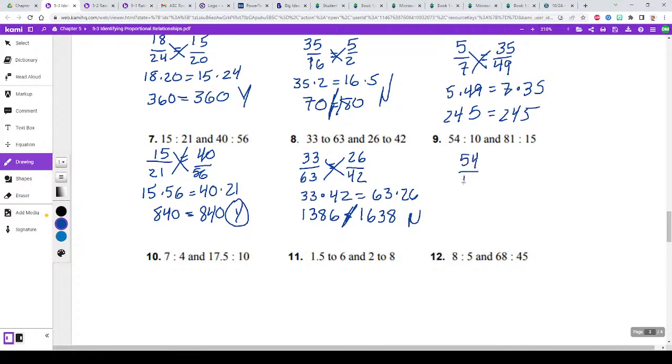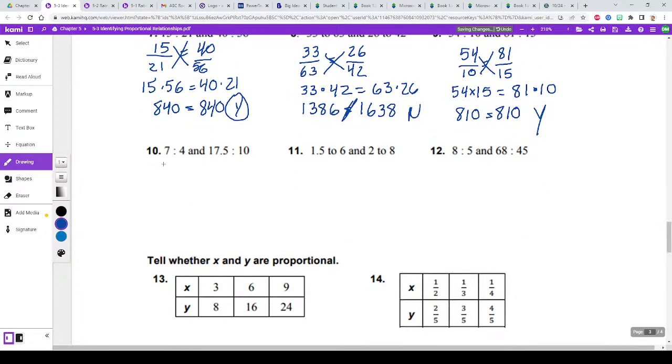54 over 10 equals 81 over 15. Cross multiply again. 54 times 15. I know that at least ends in a 0. 81 times 10, I know ends in a 0 as well, so that's got my hopes up. 54 times 15 is 810, and 81 times 10 is 810. So those work. That's a yep.